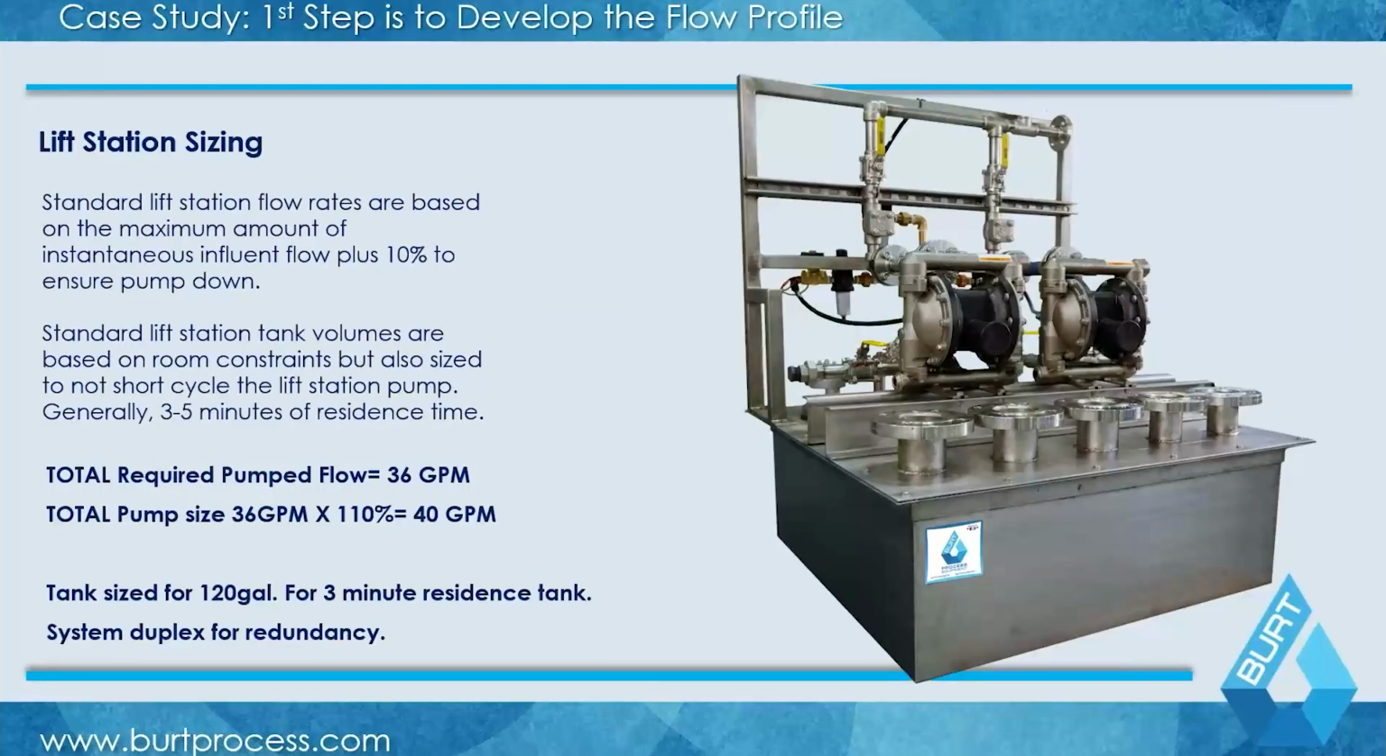So looking at a lift station at this point, the total required flow, as I said, was 36 GPM. You always want to be pumping down a lift station, so you apply about 10%. So I pump about 40 gallons per minute. This lift station is 120 gallons for a 3-minute residency time, and the system is duplex. This is just one example of a duplex lift station. That's how you would look at sizing a basic lift station design if your only inputs are lab sinks.